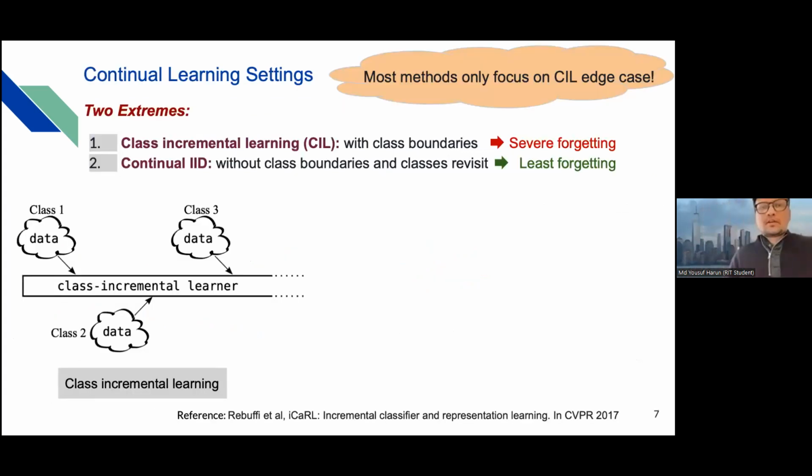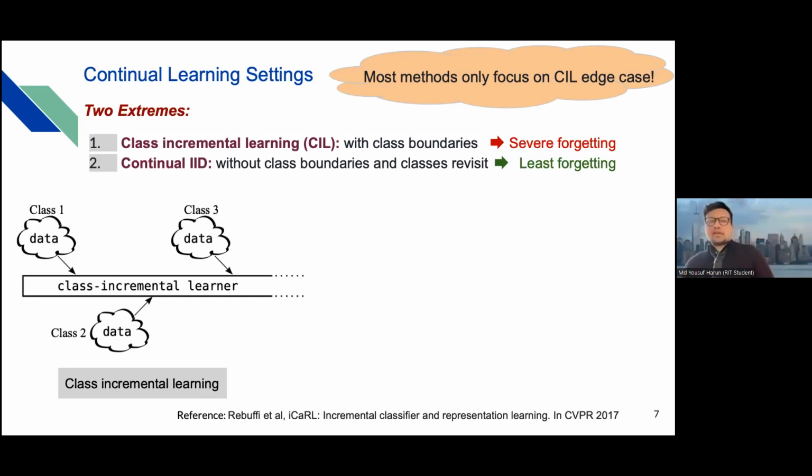So let's look at different scenarios of continual learning. We have two extremes. First is class incremental learning. This is an example of class incremental learning, where the data set is split into different tasks or batches, and those batches contain mutually exclusive categories. So once a category is seen at a particular time, it cannot be revisited in the future. This is an extreme edge-case scenario for real-world application.